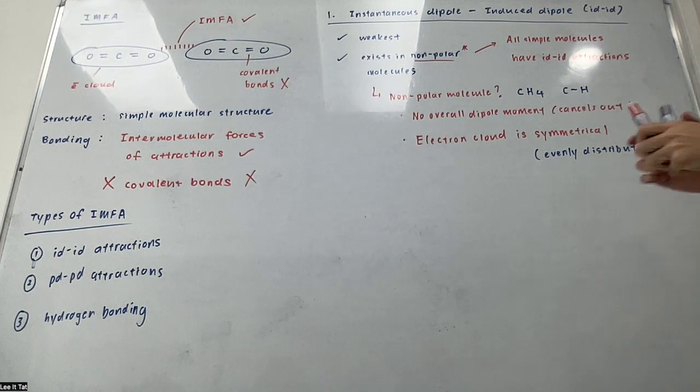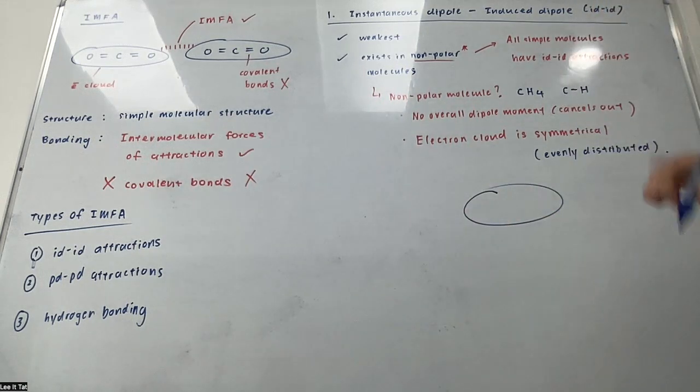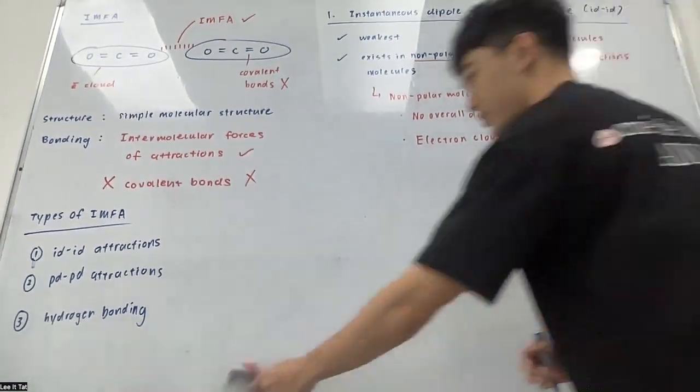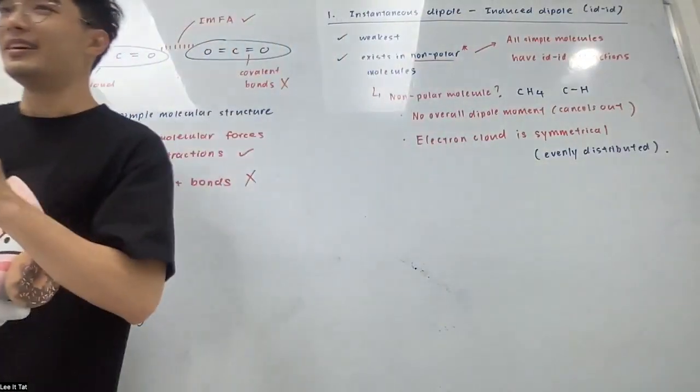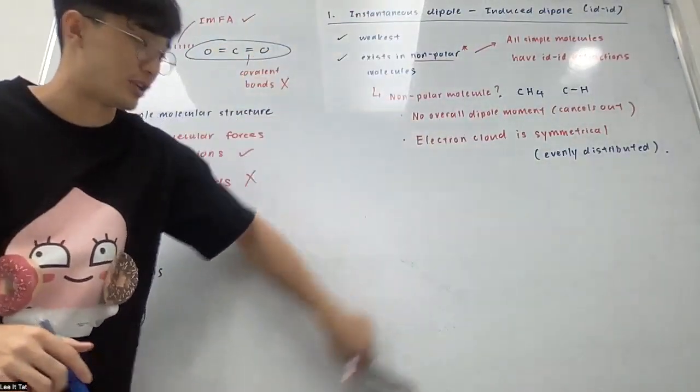If it's very symmetrical, we will see an electron cloud that looks something like this. Very nice circle, right? Asymmetrical means maybe it looks very odd like this. Can you see the electrons are distributed towards the right-hand side? This is what we'll discuss later. Anyways, any questions? So how is this going to lead to ID attractions?